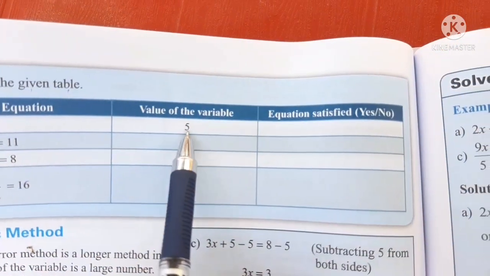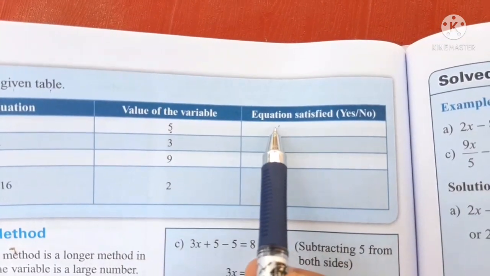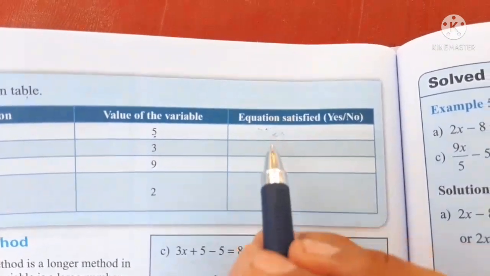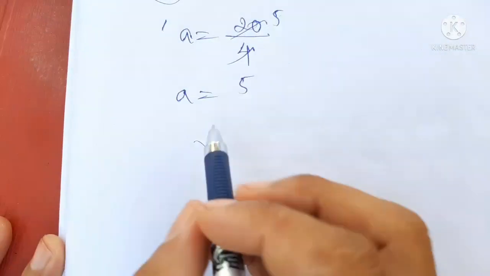And let's see whether it's 5 or not. So is it 5 or not? Yes, right? So the answer will be yes. You write it here, yes.